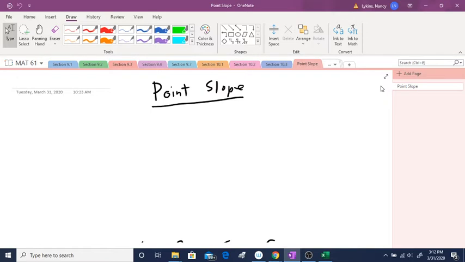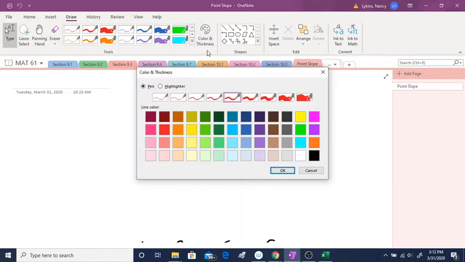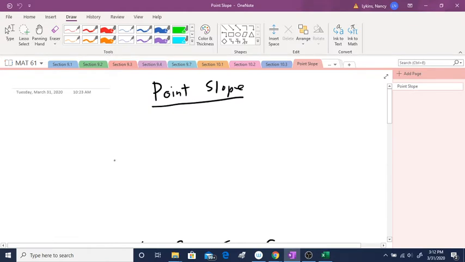Now, point slope. I'm going to write down the formula: y minus y1 equals m, and then in parentheses, x minus x1. Now, you're also going to be given a point x comma y. So we're going to make this our coordinate x1, y1.